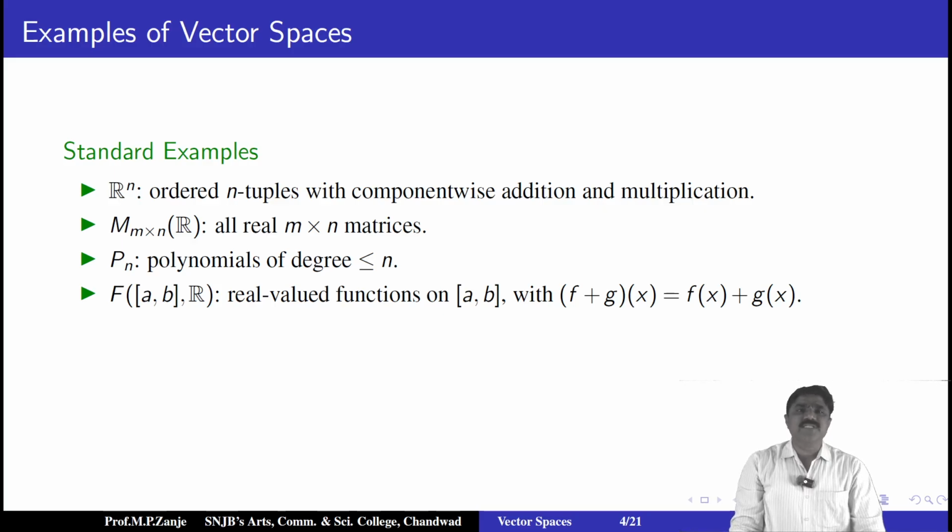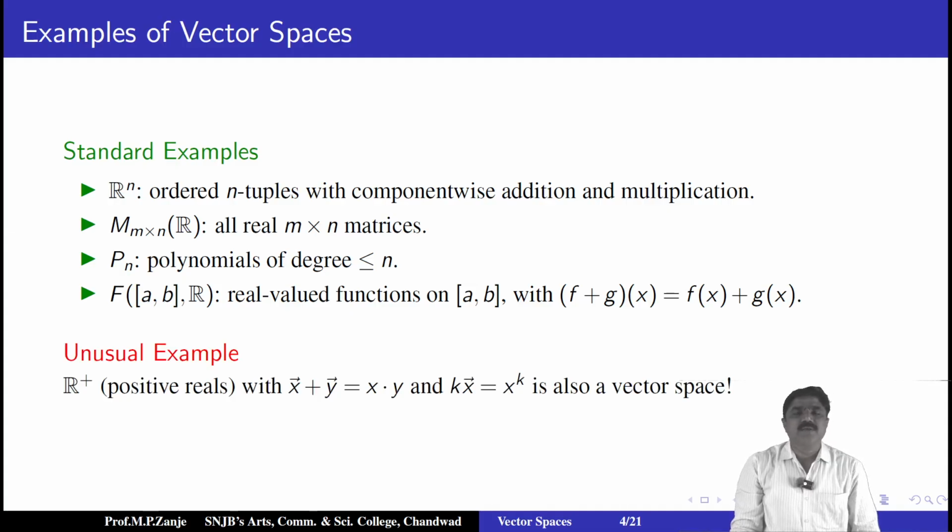Some examples of vector space: R^n, ordered n-tuples with componentwise addition and scalar multiplication; M n cross n, matrices with real entries; P_n, polynomials of degree at most n; and the function space, real valued functions, with f plus g of x equal to f of x plus g of x. All these are the standard examples of vector space.